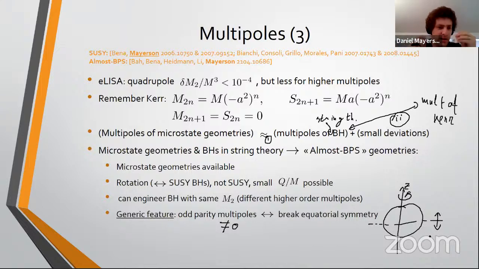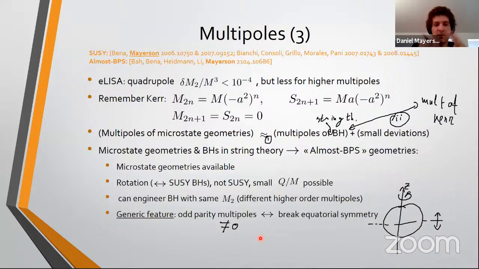There are theorems that tell you that axisymmetry and stationarity are very well acquainted, and that one comes with the other. But there's no such thing that tells you that equatorial symmetry is necessary in any sense. Indeed, in general, string theory black holes, and in particular almost BPS black holes, break this equatorial symmetry, and so these multipoles that break the equatorial symmetry are turned on. This is a very generic feature of microstate geometries, but also of general string theory black holes, including these almost BPS black holes, right?